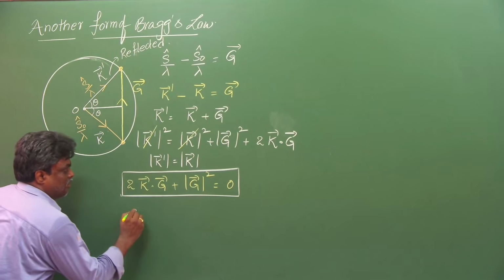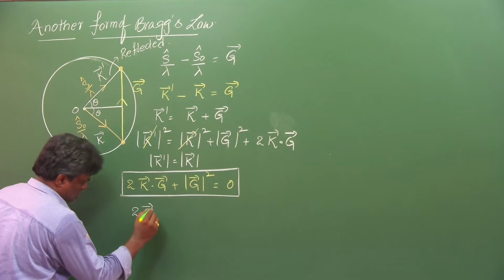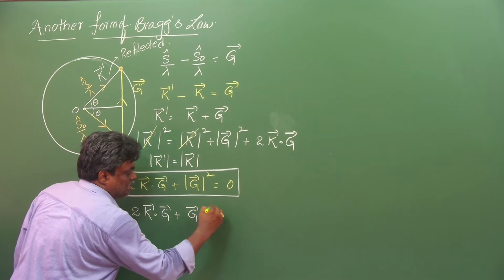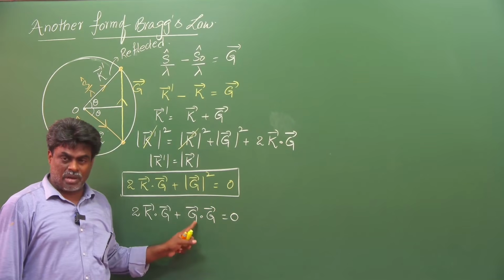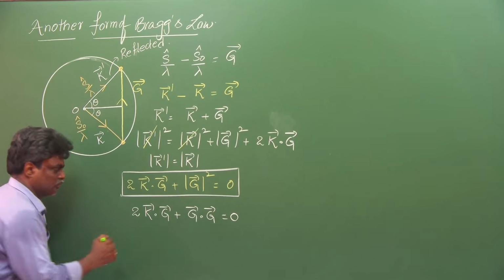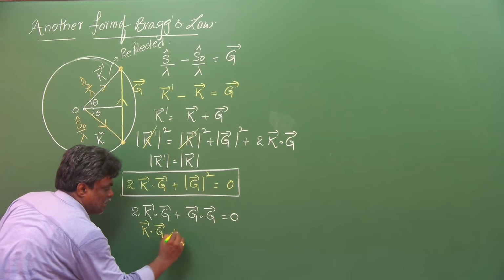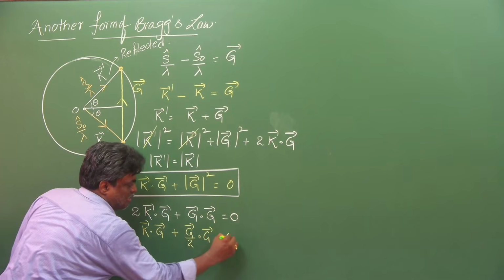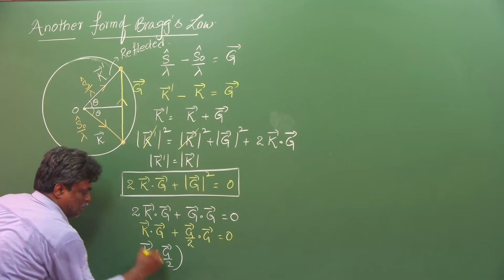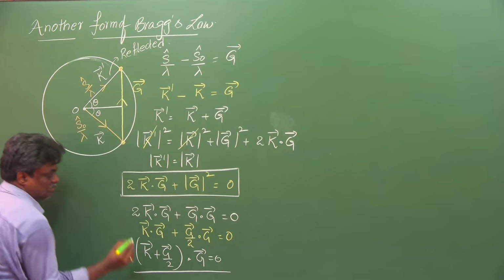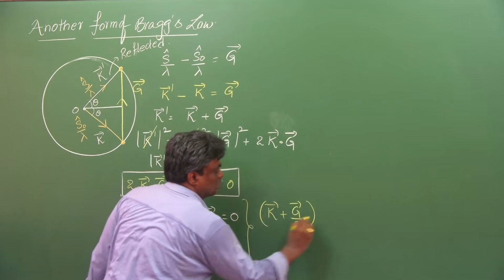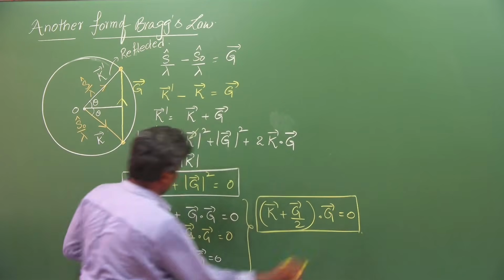But some people will write in another format, 2 k bar dot G bar plus G bar dot G bar equal to 0, because G mod square is nothing but G bar dot G bar. So I am dividing this entire thing by 2. That means k bar dot G bar plus G bar by 2 dot G bar equal to 0. Now I am taking G bar common: k bar plus G bar by 2 dot G bar equal to 0. So this is another form of Bragg's law, vector form. This is also okay, no issue.